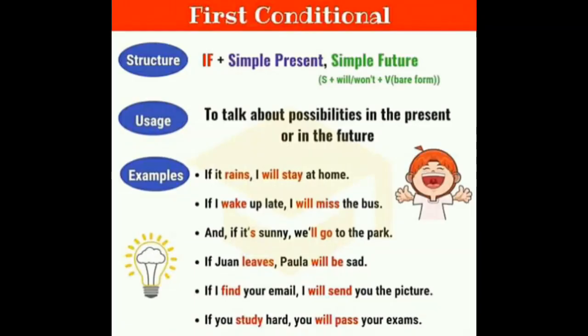Conditional type 1 or first conditional. So the structure we have is if plus simple present plus simple future. That is, we have the condition in the simple present and the result in the simple future. Conditional type 1 is mainly used to talk about possibilities in the present or in the future. That is, if there is a given condition, something is possible to happen. For example, if it rains, I will stay at home. That is, if it rains, it's possible that I will stay at home.